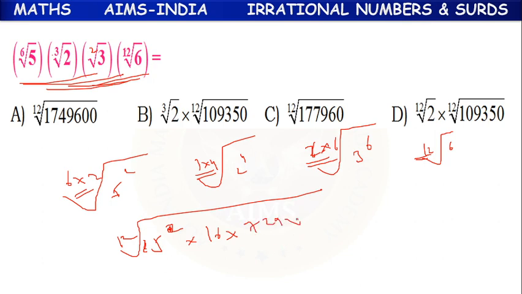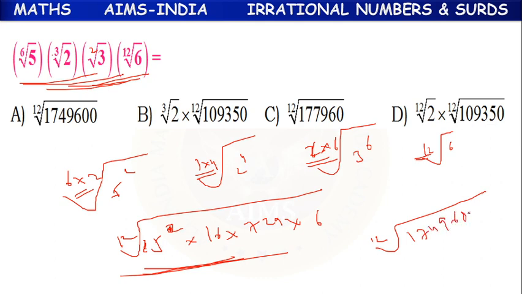729 into 6. Okay, into 6. So like this we are getting into 6. So if we multiply, the total value is the 12th root of 17,49,49,600. So A option is correct.